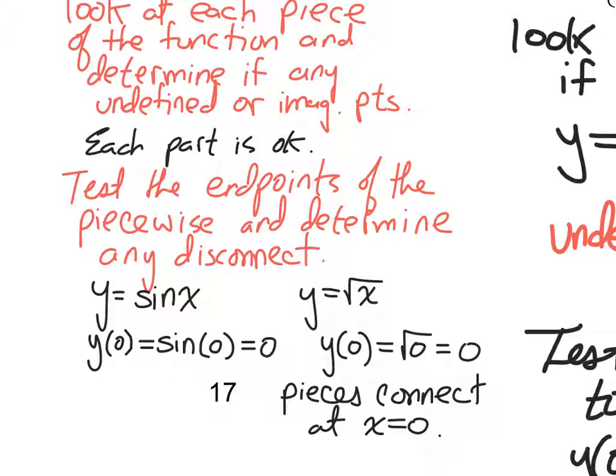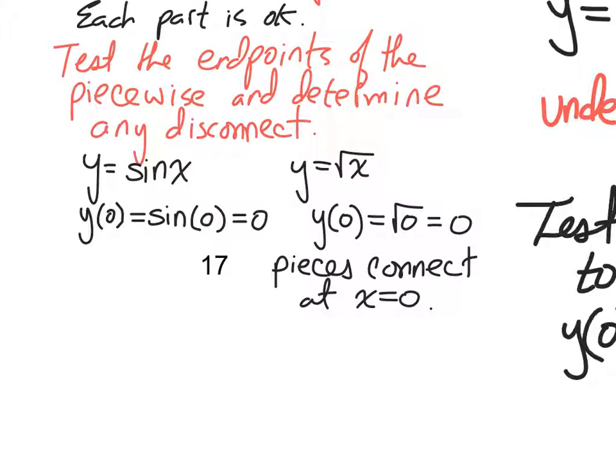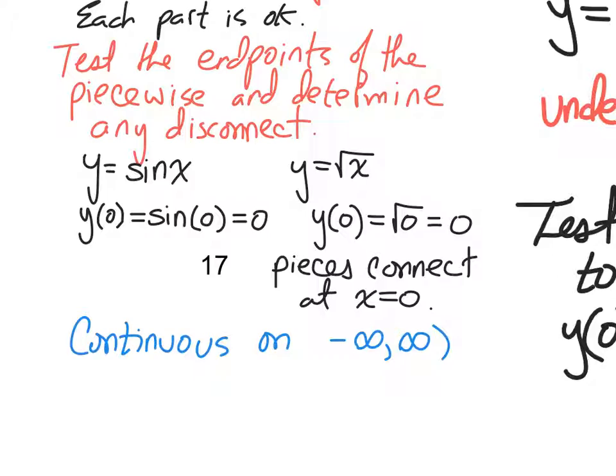So each piece itself was continuous on its own interval. The only place that would have been discontinuous is at the transition from one function to the other. And we just showed that at the x value of 0, they're going to have the same y value. So they're both going to come together at the origin. So we're looking at a graph that's entirely continuous. So this function is continuous on the interval of negative infinity to infinity.